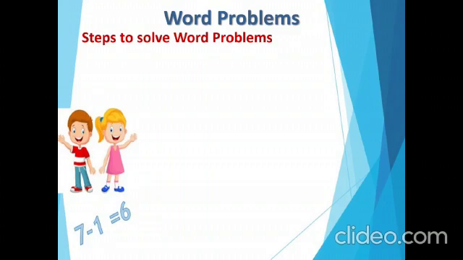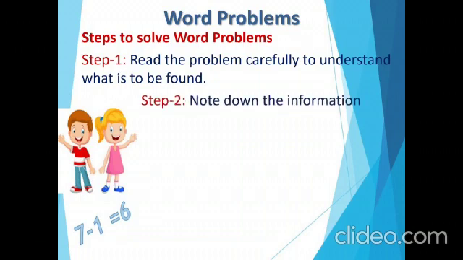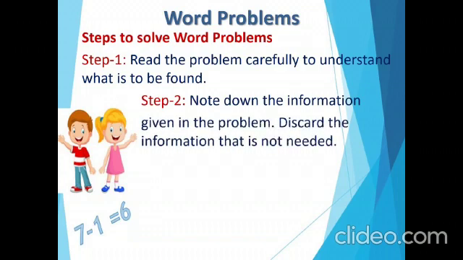We need to follow a few steps to solve word problems. First step, read the problem carefully to understand what is to be found. Second step, we need to note down the information which is needed to solve the problem, and we need to discard the information that is not needed. Discard means don't consider the information which is not needed to solve the problem. Third step, think and decide what needs to be done.